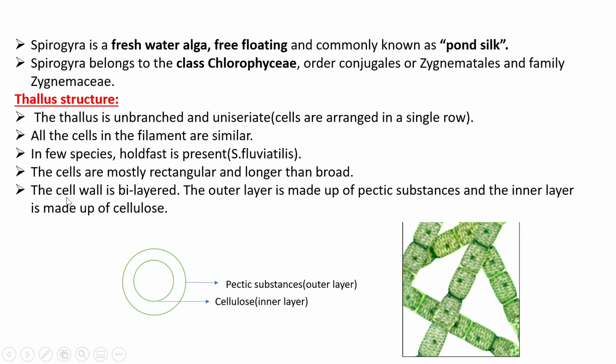The cell wall is bilayered, and the outer layer is made up of pectic substances. Here I have shown it in the picture. The outer layer is made up of pectic substances and the inner layer is made up of cellulose.